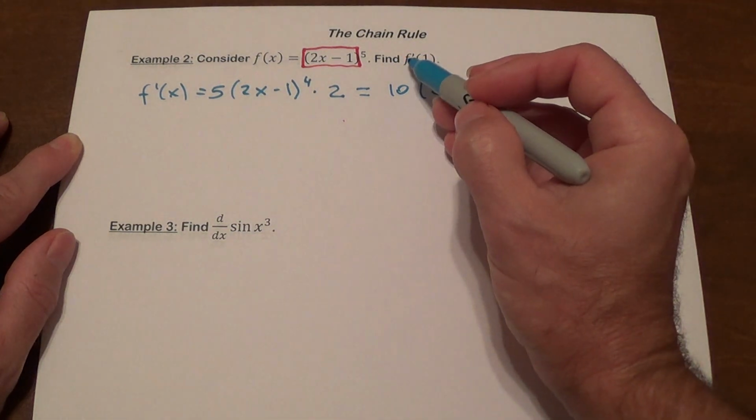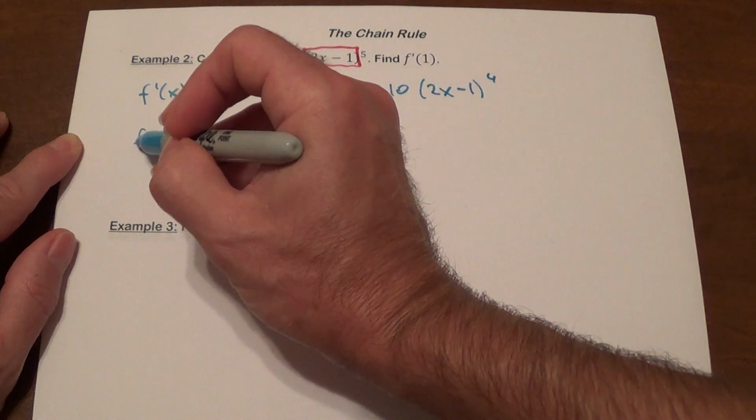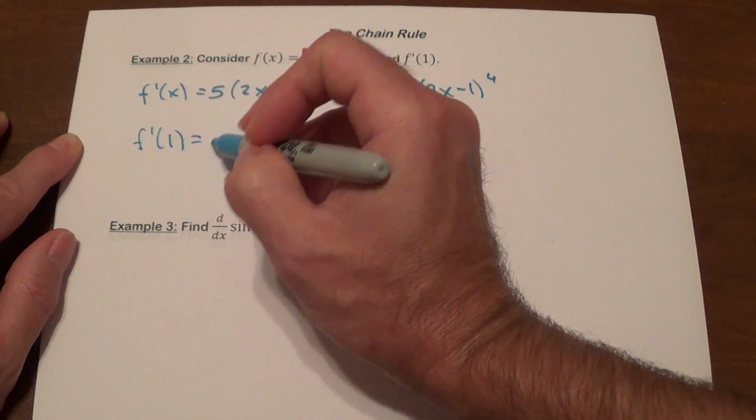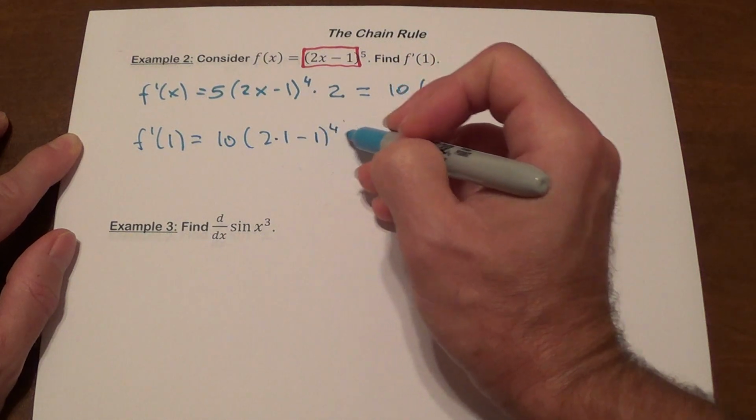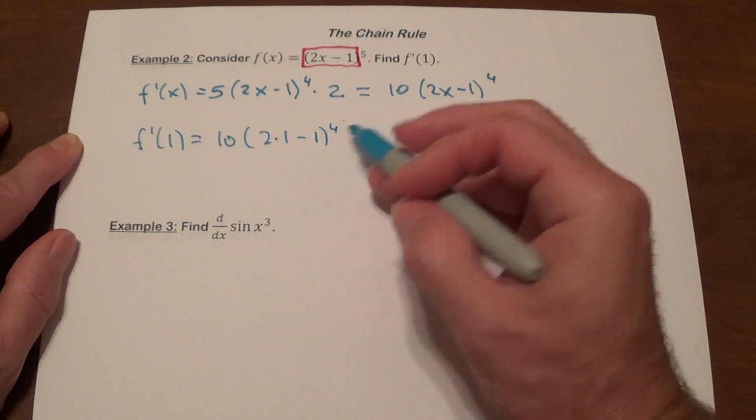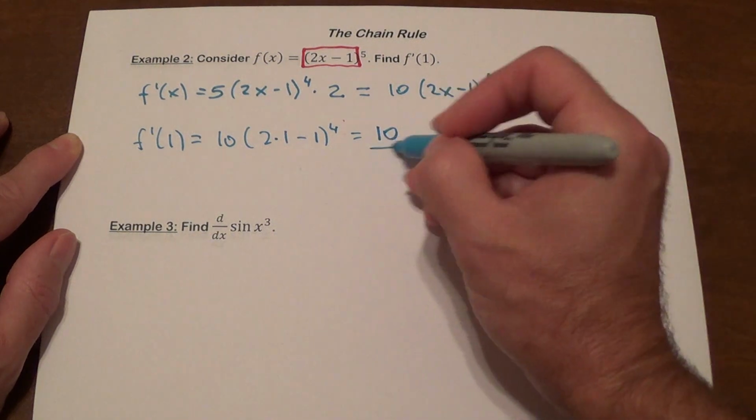And we do need to find f prime of 1, so we actually need to plug in 1 into this. So it's going to be 10 times 2 times 1 minus 1 to the 4th power, which this whole thing is 1 to the 4th power. The answer here is 10.